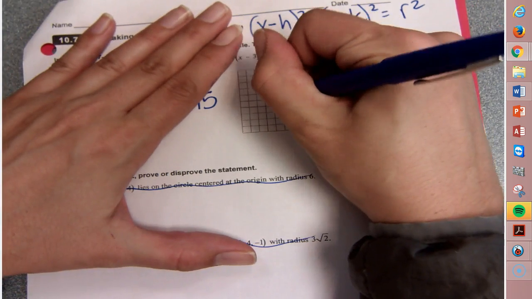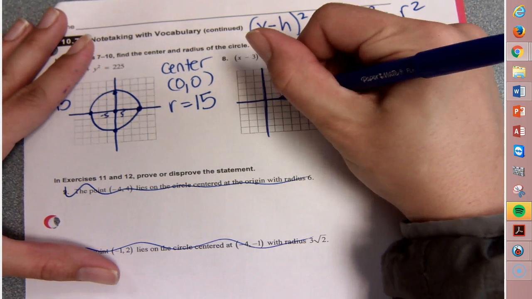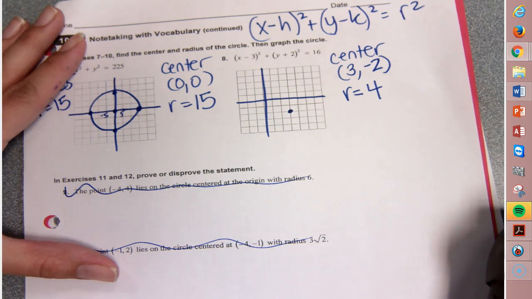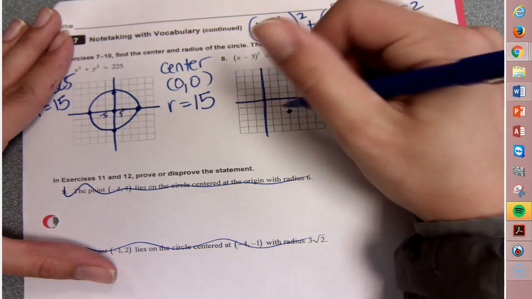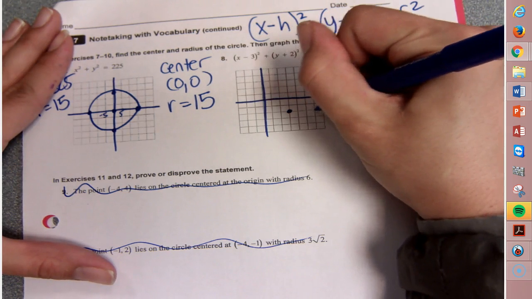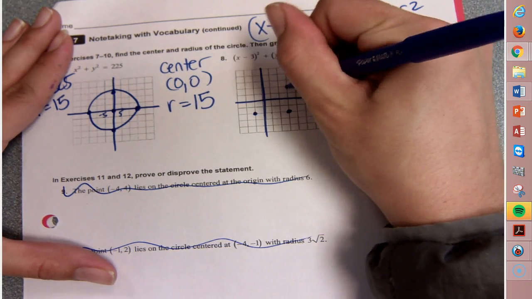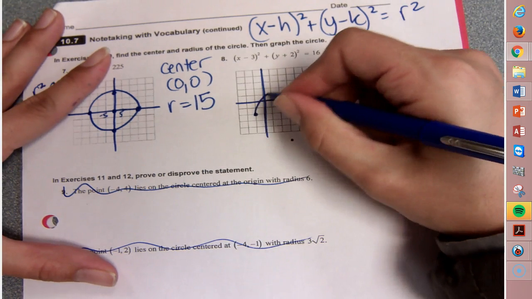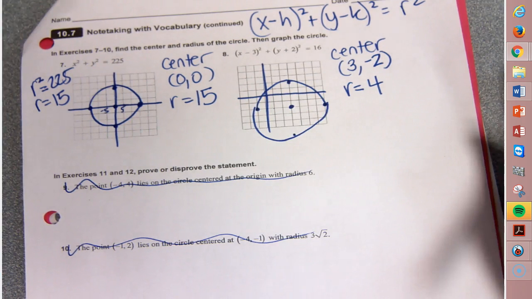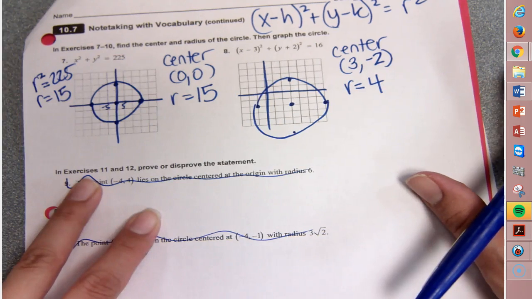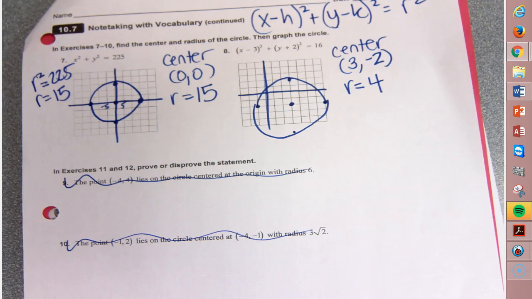So let's just plot 3, negative 2 as the center. And we're going to go, oh, I'm going to go off the graph a little bit. That's okay. And then the radius is 4. And then I went off. Ooh, pretty circle. Okay, these are like problem number 5 that we just did. So I think that's all we need. We just really need to practice this.